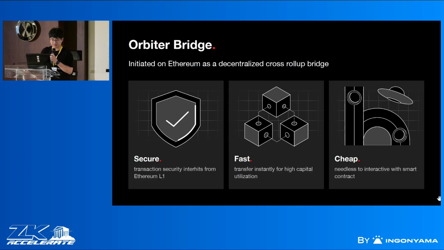Orbiter Finance is a decentralized cross-rollup bridge initiated on Ethereum. Our bridge security is inherited from Ethereum, and the cross-rollup transaction is very fast for high capital utilization. The gas fee for a cross-rollup transaction is theoretically the lower bound, because users just need to interact with an EOA address and there is no extra gas overhead from other smart contracts.